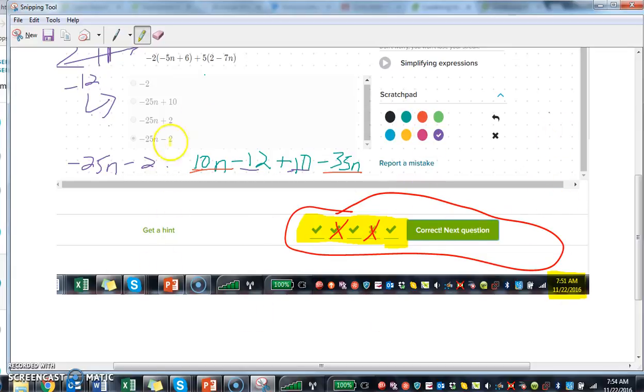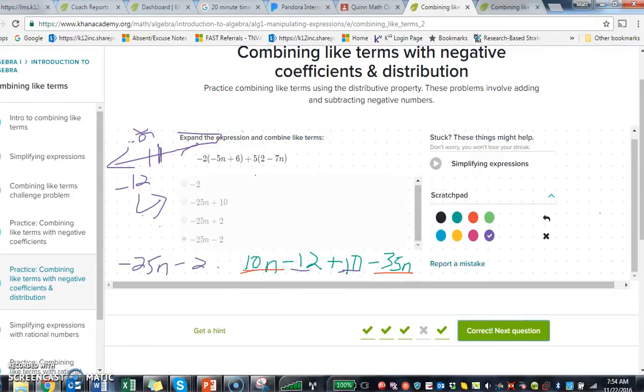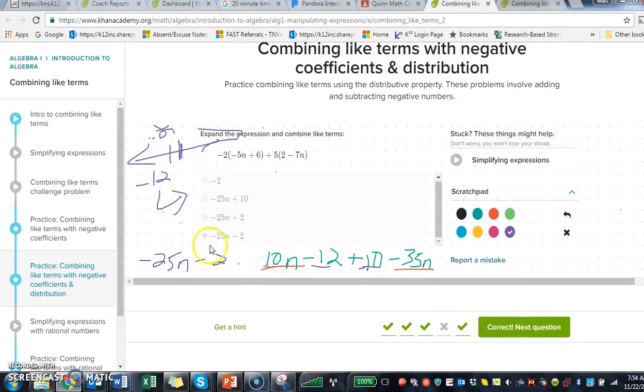Maybe, if I can find that button here. Oh my goodness.